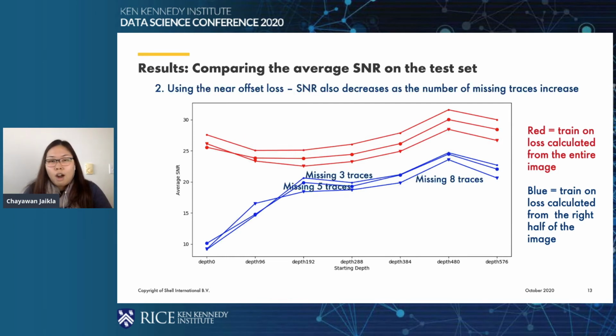The blue curve here is the result from case 2, calculating the loss function by using only the right half of the image where missing data is. Similar to the previous scenario, average SNR decreases as we increase the number of missing traces. But one thing to note is that calculating the loss function by using the entire image yields better results than only using the right half of the image where the missing data exists. We suspect that this happened because the UNet architecture recreates the entire image and not just the missing data. So it is important to include the entire image in the loss function.